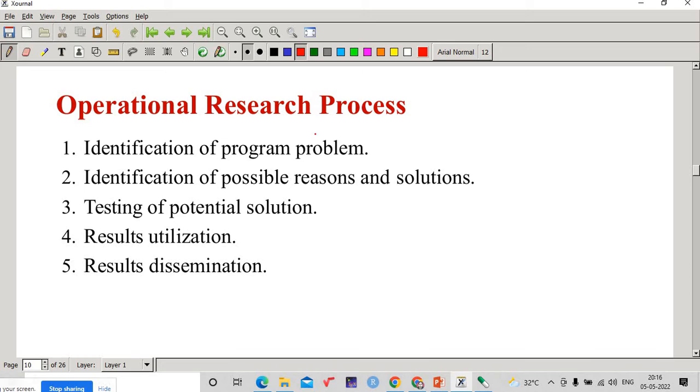Operational research processes. We come to the next point now. What are all the steps included in operational research? How do we go about a problem, and how do we understand whether this problem is solvable by the operational research method or not? The very first thing we have to do is understand the problem. Identify the problem. So in an organization, what kind of problem we have, that we need to understand.